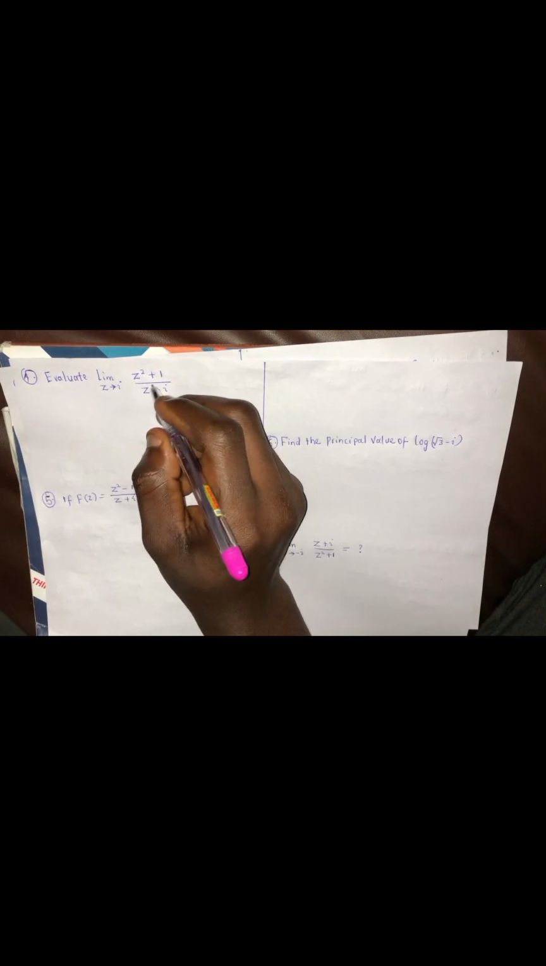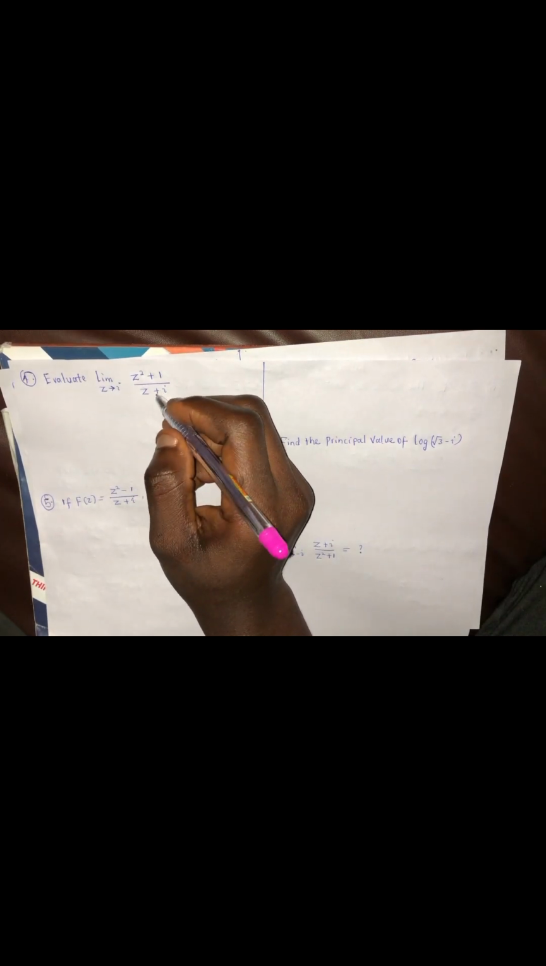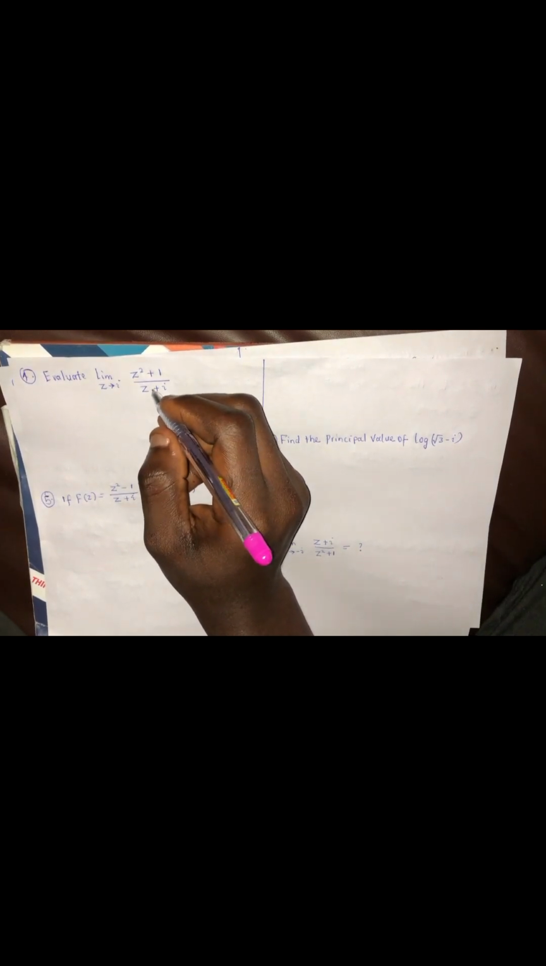Now, how do we solve this particular question? We were asked to find the limit as z tends to minus i. So how do we get this done? If you observe, this could not be done directly because there's a discontinuity, so we need to remove it. The discontinuity is a result of the numerator, z squared plus 1 over z plus i.